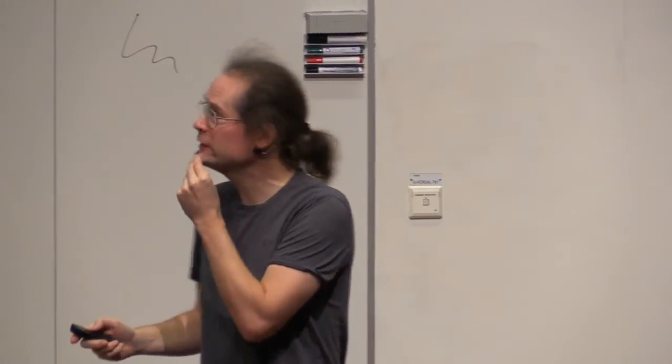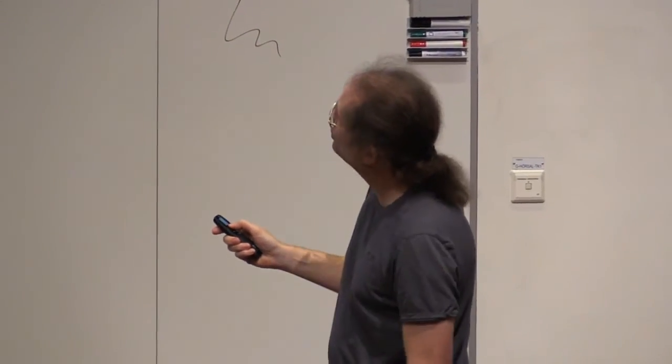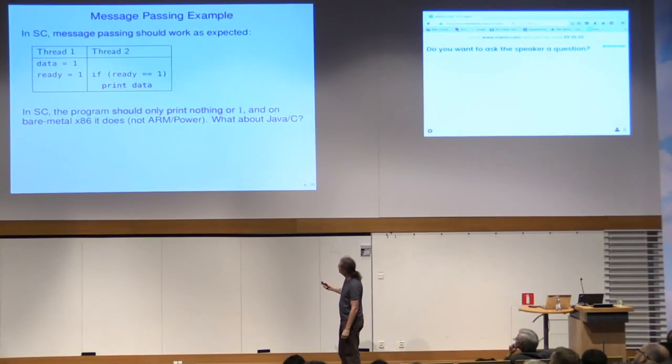Okay, so now let's lift our sights up to the high-level languages. Well, it's going to be a less happy story, I'm afraid. So we look at this kind of test, this message passing test again. So we know now, in SC, if that sees 1, then this should print 1. And on x86, that's true if this was an assembly program, and on ARM and Power, that's false if this was an assembly program. What about in Java or C?